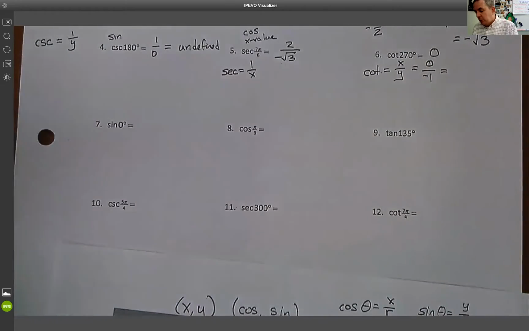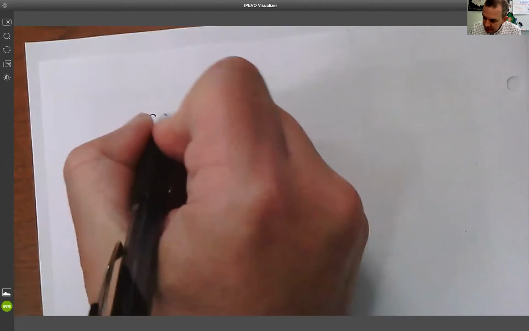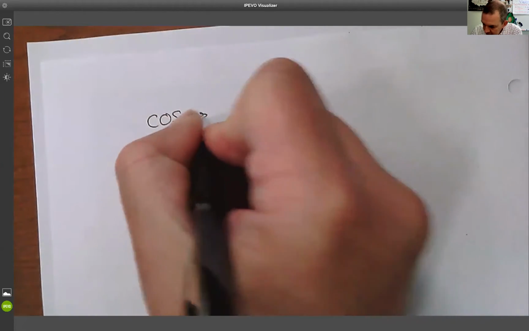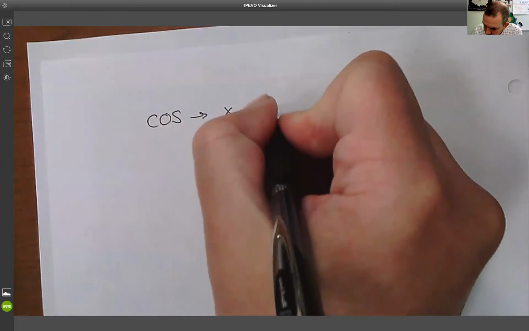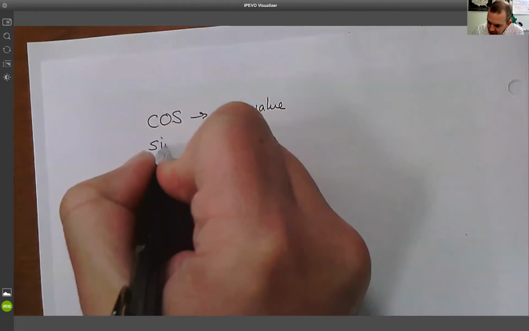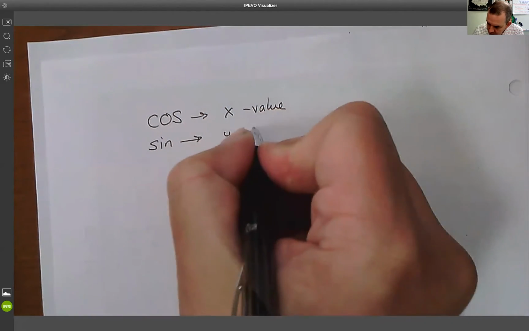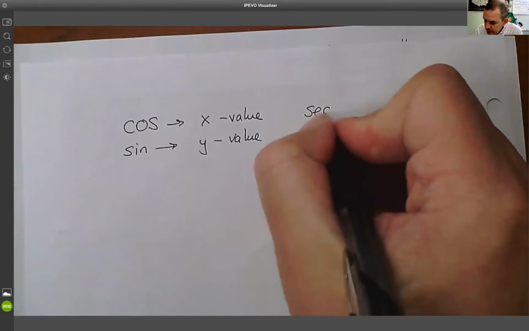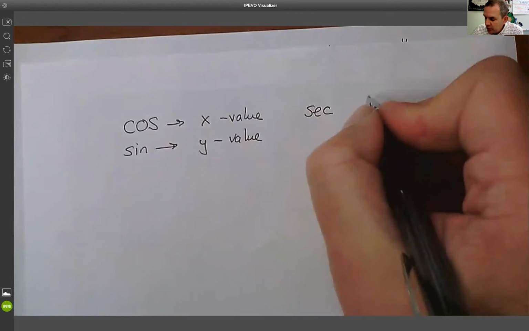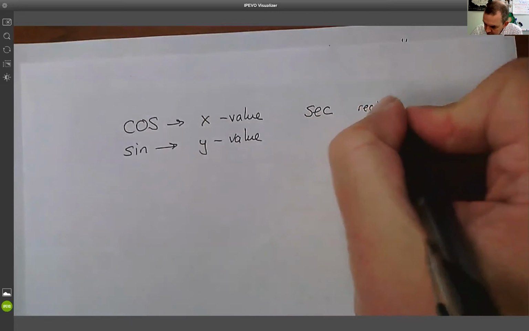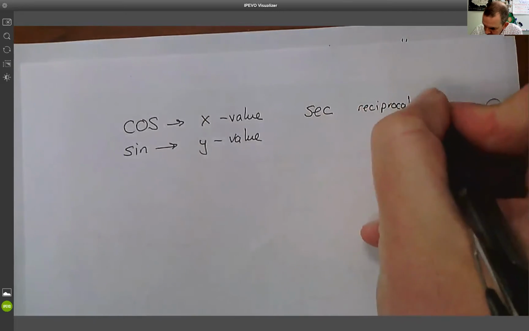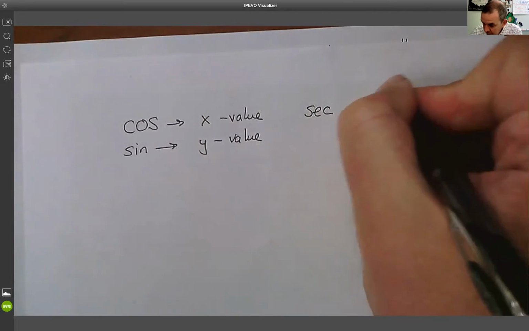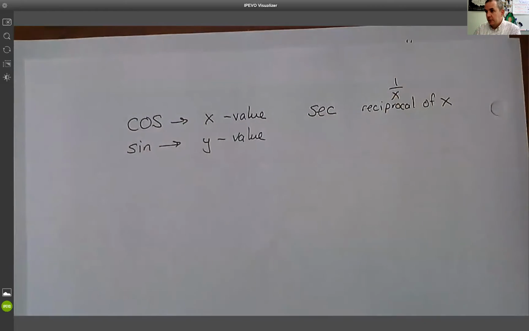The big thing to hold onto is that we now know that if we want to find the cosine, we look at the x value. If we want to look at the sine, we look at the y value. If we're going to look at the secant, we look at this x value, but we take the reciprocal of x. So we're going to do 1 over x. We take the fraction and flip it over.